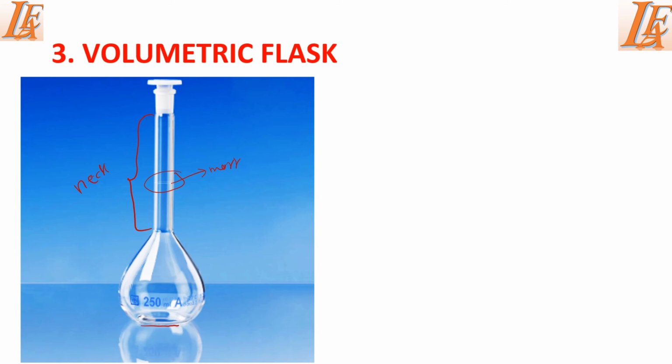This mark indicates the volume or the level at which, if the liquid is at that point, then it's equal to the capacity of the volumetric flask. As usual, the capacity of the volumetric flask is indicated on its side. Like in this case, the capacity is 250 milliliters. So if you fill your liquid up to this mark, then the volume of the liquid inside here will be 250 milliliters.